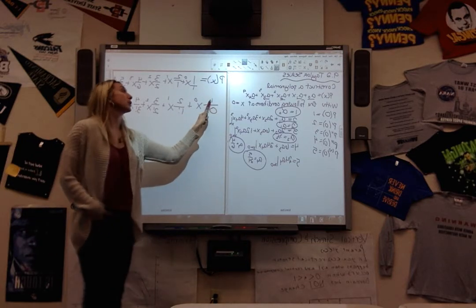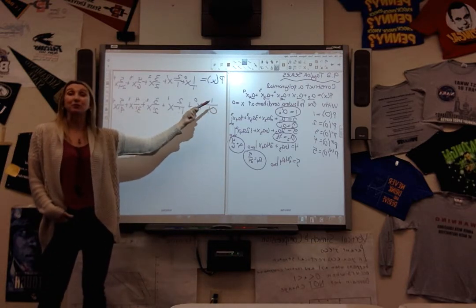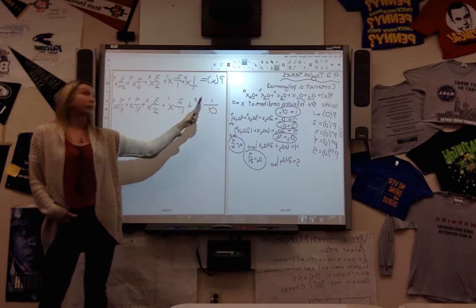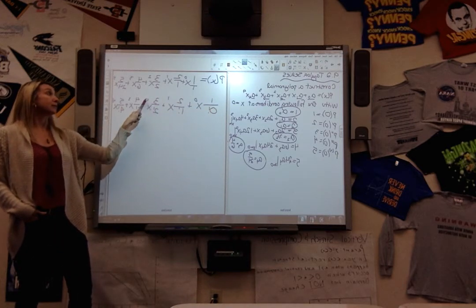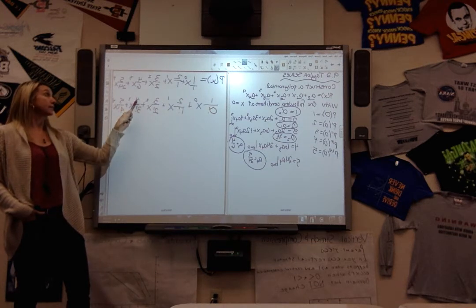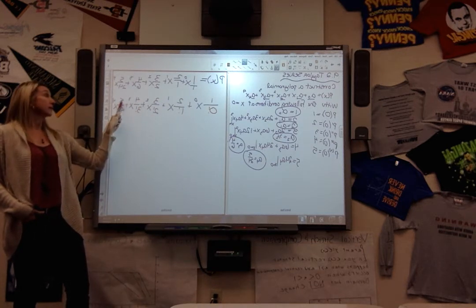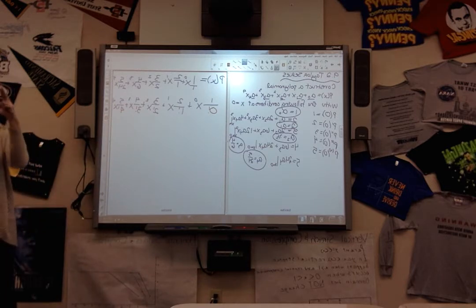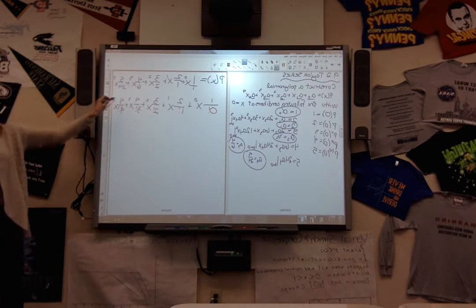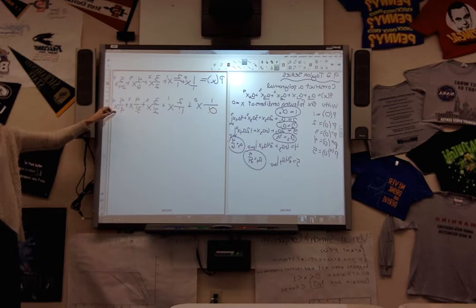This 1 came from the 0th derivative, not the derivative, the original function. The 2 was from the first derivative. This came from the second derivative. This came from the third derivative. This came from the fourth derivative. Your generic coefficient is the derivative over the factorial.